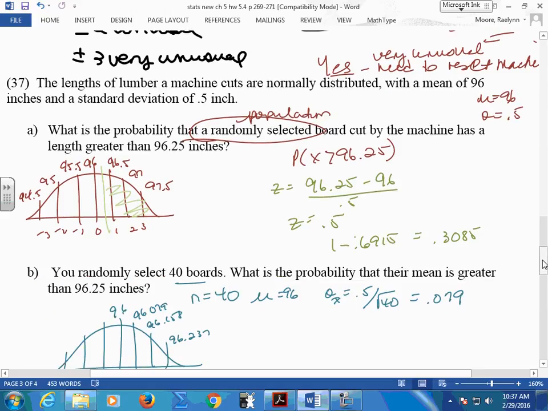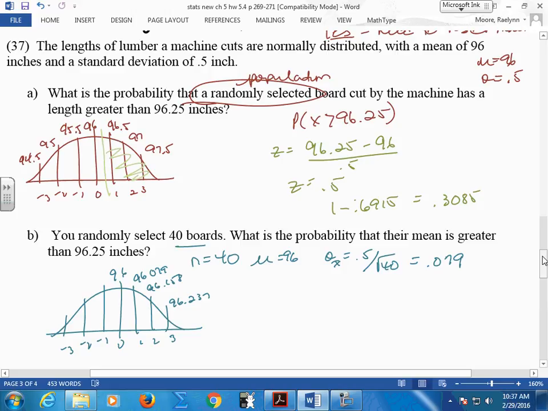Okay, and 37. You have lengths of lumber that are cut. They're normally distributed. They tell us normally distributed. Then we know from a population that is normally distributed, our sample will also be normally distributed. So you're randomly selecting one board from your population. Is there any N in here? Did they say any sample size? Then you know it's your population. So you're randomly selecting one from your population.